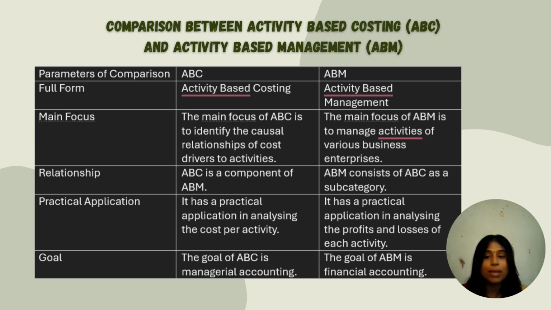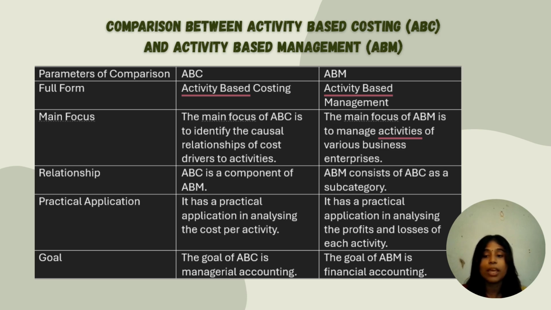The relationship between ABC and ABM is that ABC is a component of ABM, while ABM consists of ABC as a subcategory. There are a few practical applications in both of these systems. ABC has a practical application in analyzing the cost per activity. ABM has a practical application in analyzing the profits and losses of each of these activities.